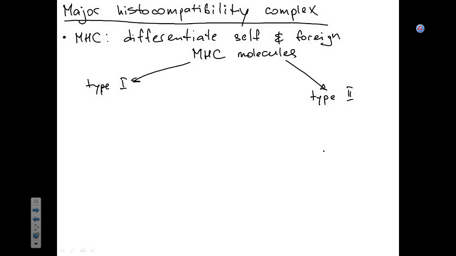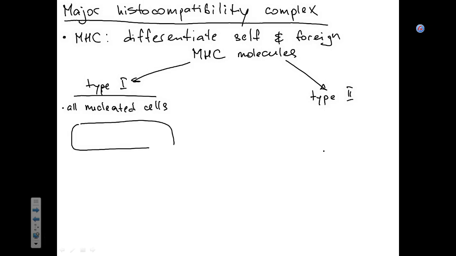So type 1 is expressed on all nucleated cells, which excludes platelets and red blood cells. Right? So what do they do normally? What does type 1 MHC do normally? If this is the normal cell, there's a nucleus. A nucleus has DNA molecule in it, right? When the cell grows, what happens to DNA?